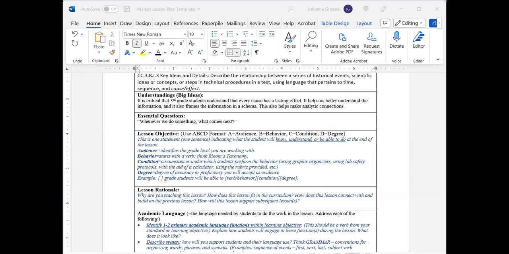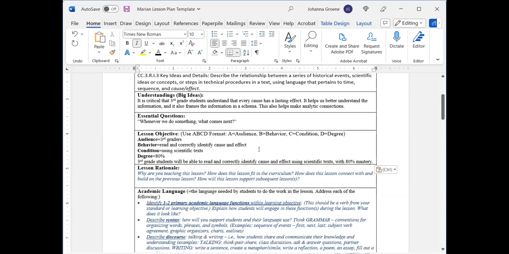So I have my audience, third graders. My behavior is going to be, here we go. Third graders read and correctly identify cause and effect using scientific texts to 80% mastery. So that's it. Third grade students, I should say all. That's interesting, or not. I'm going to say the majority. How's that?